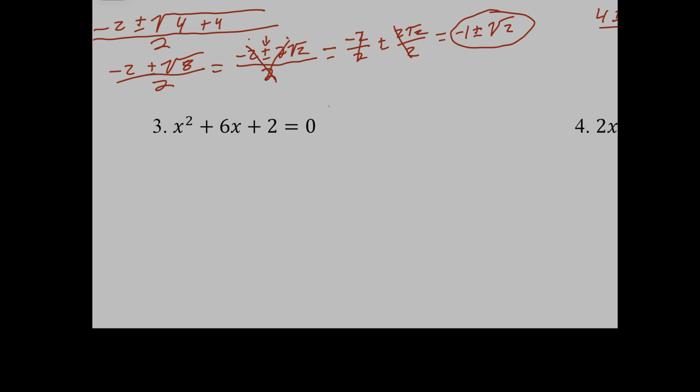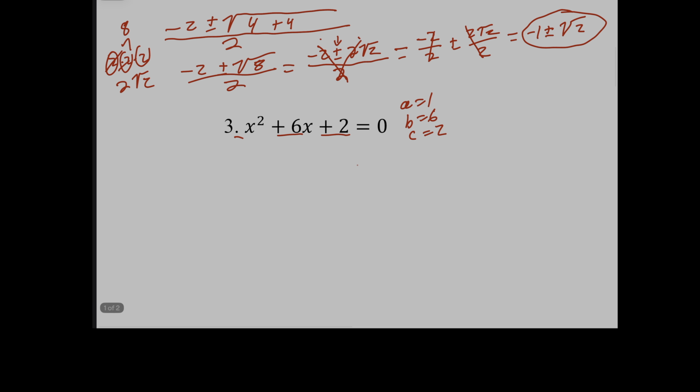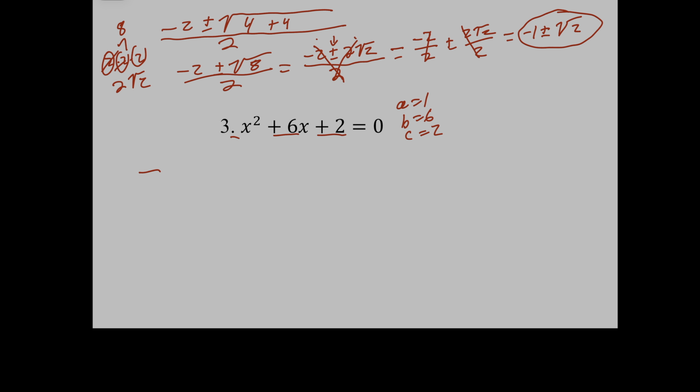What's my A? So on this one, I'm going to write over here, my A is 1, my B is 6, and my C is 2. A, B, C. Okay, opposite of B. Let me scoot over. I want to give myself plenty of room. Opposite of B, plus or minus the square root of B squared minus 4AC, all over 2A. Okay, see how it's just plug it in.